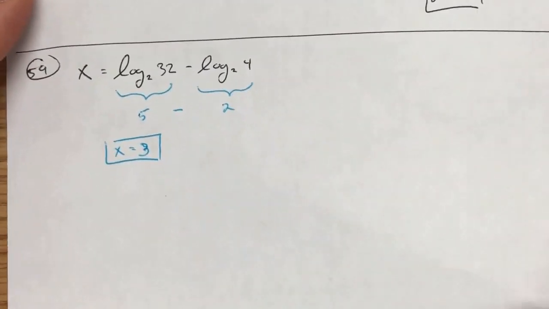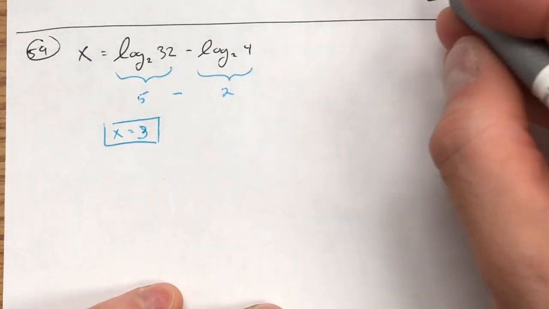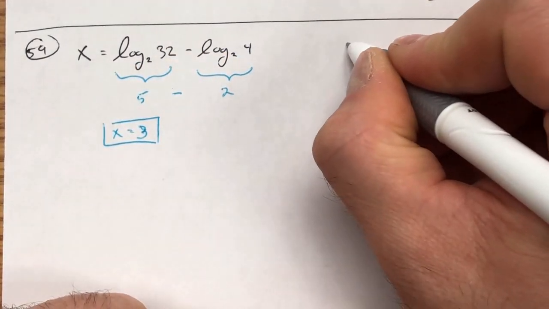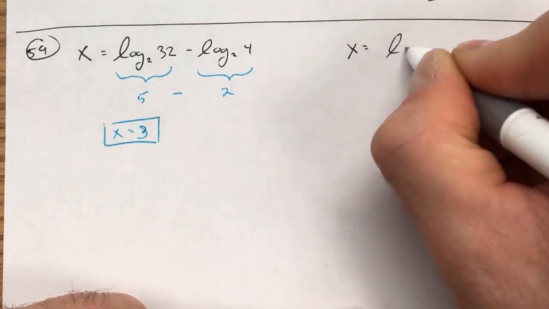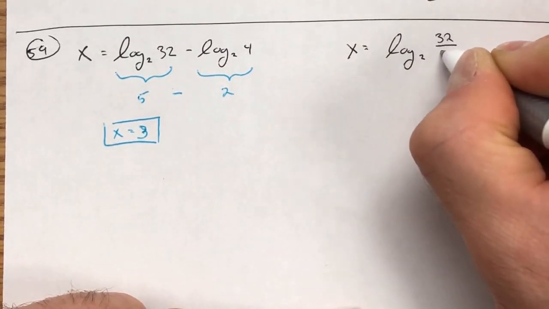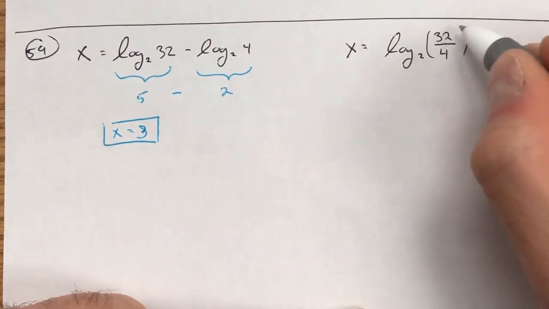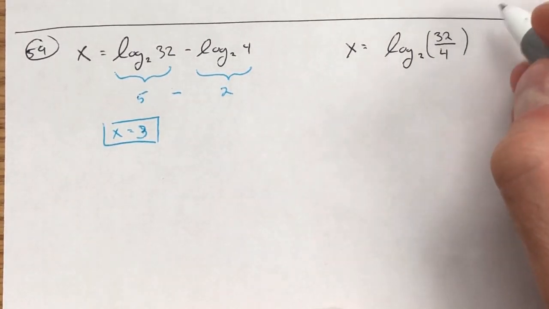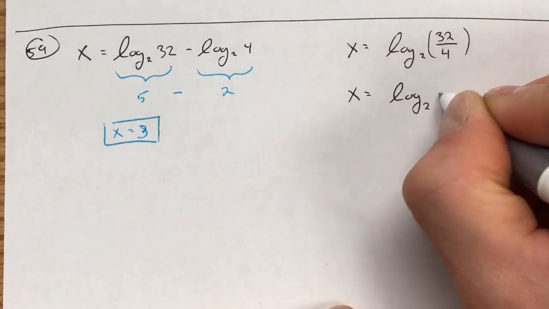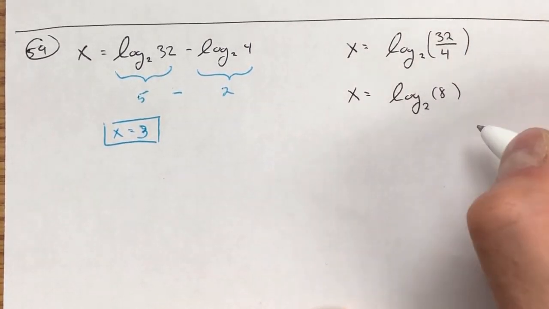If I wanted to evaluate this into one logarithmic expression first, they have the same base and a minus sign. So this could be equivalent to x equals log base 2 of the numerator over the denominator. 32 divided by 4 is going to give us an 8. So this is really saying x is log base 2 of 8. 2 to what power is 8?